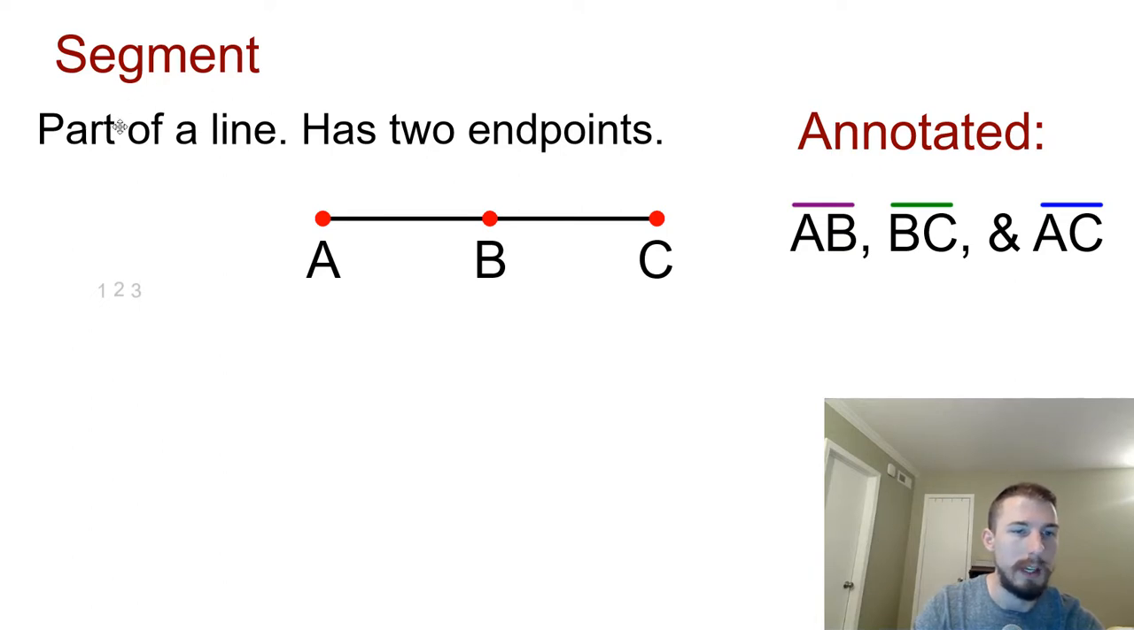All right, so segments are part of a line that has 2 endpoints. So there are actually 3 segments shown here. We have segment AB, segment BC, or segment AC, which is the whole thing there.